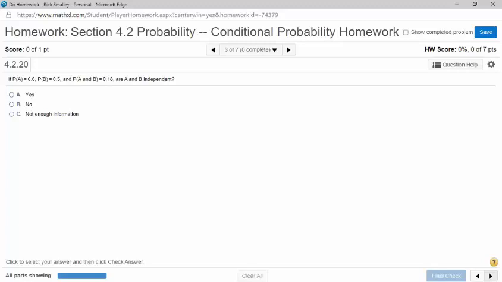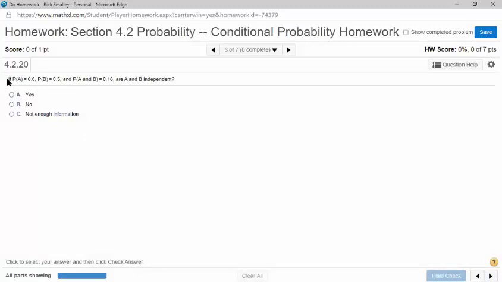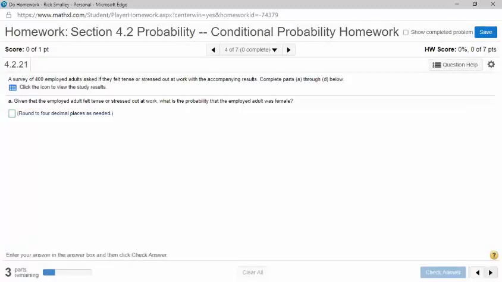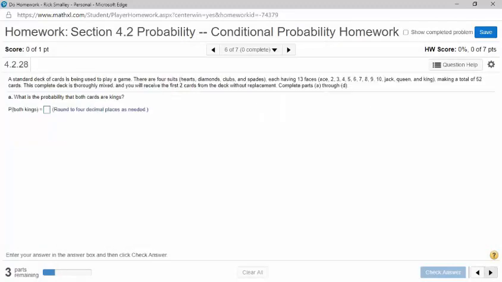Here's something asking about independent. I want to pick something a little more juicier here. I'll go back. The independent's real easy. If you multiply those two probabilities together, they have to equal the one on the right. I can already see that one's not true. Let's get something a little more interesting. Here's another male, female thing. All right, here's something different. Maybe we'll try that one.